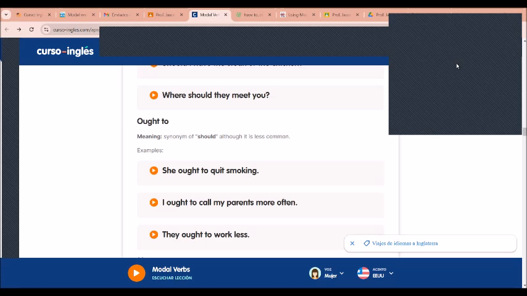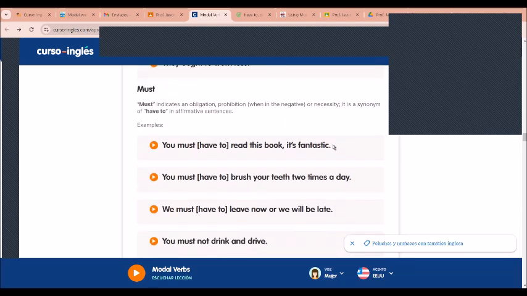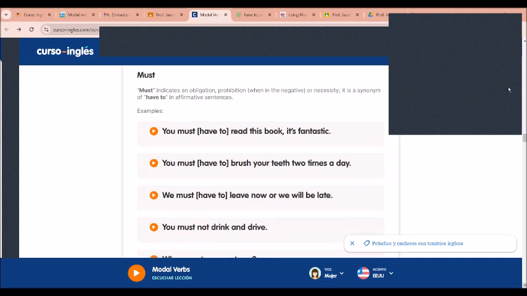She ought to quit smoking. I ought to call my parents more often. They ought to work less. Right. Same idea, recommending a course of action, or what would be the best suggestion. Now, that course of action might have a rule. When rules come into play, then we should use words that are stronger, like must. All right? Angie, help me here.